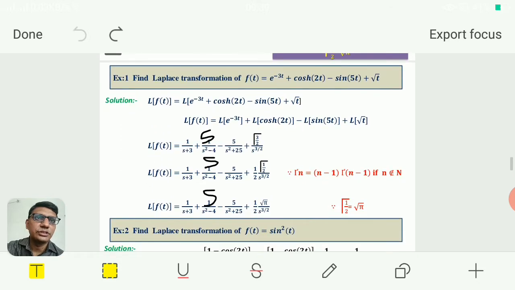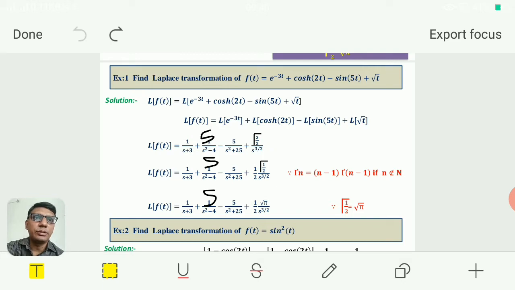Let us see the first example. Find the Laplace transformation of f(t), where f(t) is e raised to minus 3t, cos hyperbolic 2t, minus sin 5t, plus root t. Here the Laplace transformation of f(t) can be written like this: Laplace of e raised to minus 3t plus cos hyperbolic 2t minus sin 5t plus root t.